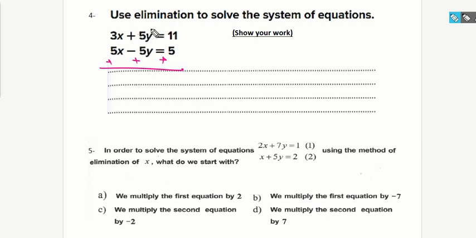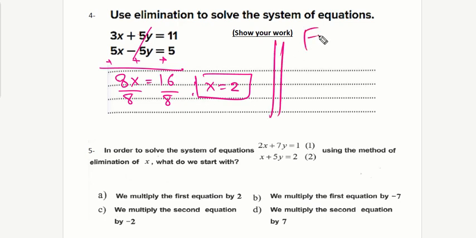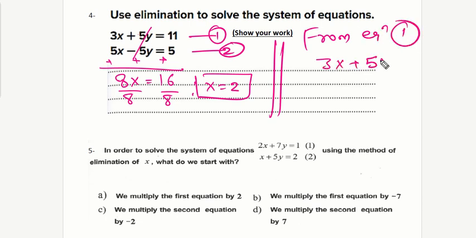So plus 5 minus 5, when you add, cancels out. 3 plus 5 will give you 8x is equal to 11 plus 5, 16. Divide by 8, x is equal to 2. Now from any equation you can take, let's say this is equation 1, equation 2. So from equation 1, 3x plus 5y is equal to 11. So 3x, x is 2.